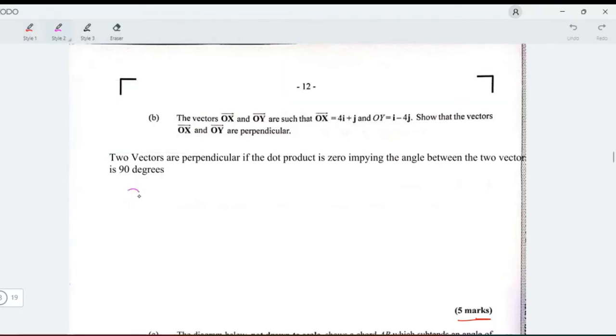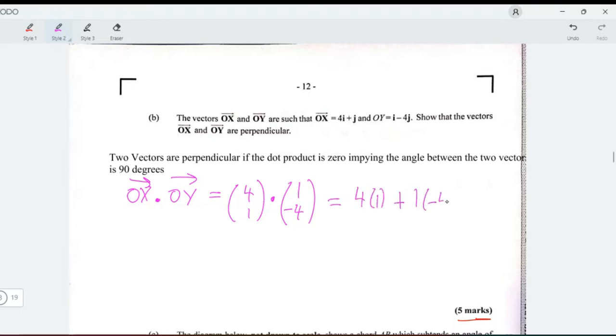In that case, now OX dot OY, that is (4, 1) dot (1, -4). This works out to be 4 times 1 plus 1 times negative 4, which is 0. Now, since the dot product is 0, I wouldn't stop here, even though this is sufficient. I don't think that is sufficient to get 5 marks. So I guess what we will do is show them that the angle is indeed 90.